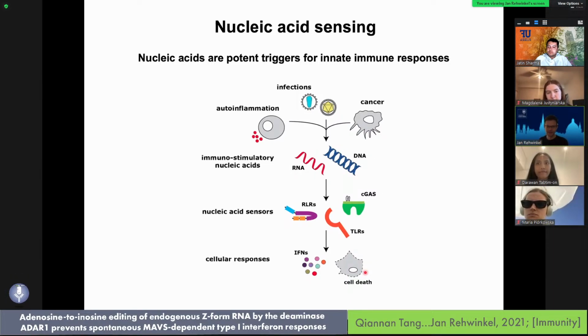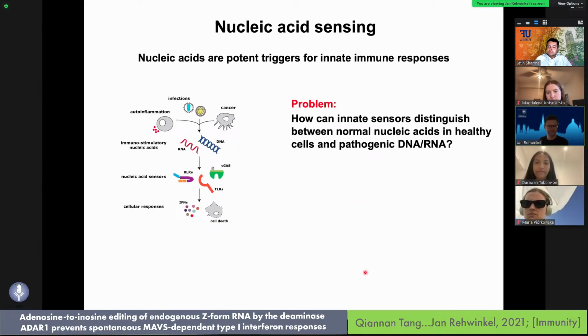If you think about this from a very fundamental point of view, then there is a problem. The problem is that any normal cell that's not infected, that's completely healthy, already contains a lot of nucleic acid. There's DNA in the cell nucleus and a bit of DNA in mitochondria, and there's plenty of RNA in most compartments in the cell. That raises an interesting question: how can these innate sensors distinguish between the normal nucleic acid content in a healthy cell and unusual or pathogenic nucleic acids that might accumulate in a cancer cell, in a virus-affected cell, or in a cell that initiates an autoimmune response?